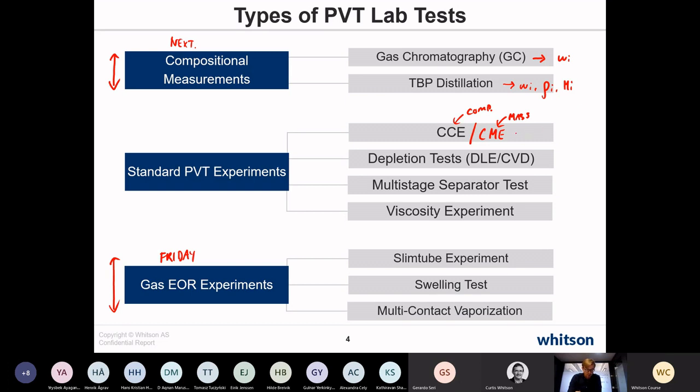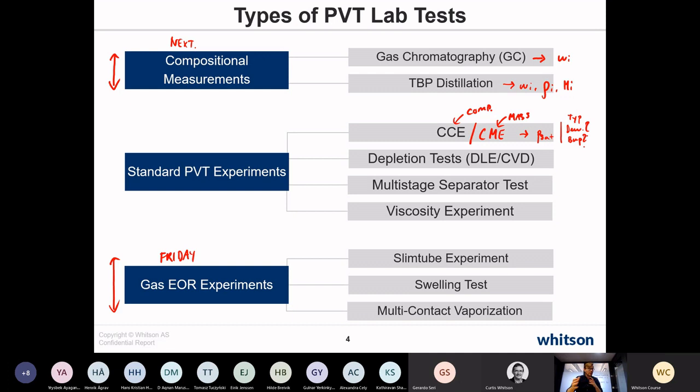The CCE experiment or the CME experiment is the experiment that gives a lot of different properties, but the most important ones that you typically hear about a lot in this course, and when you talk about fields, is the saturation pressure. So that's both dew points and saturation pressure and type. So that's either a dew point or a bubble point. In addition to this, we're measuring also other properties, but we'll cover those later.